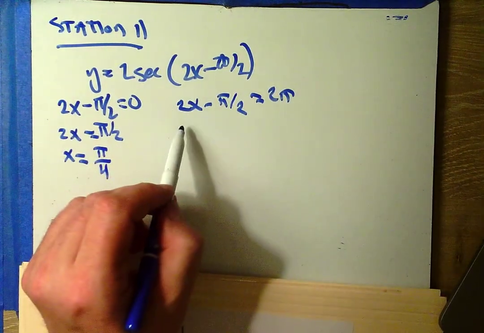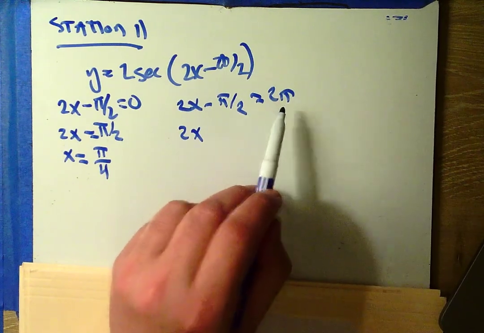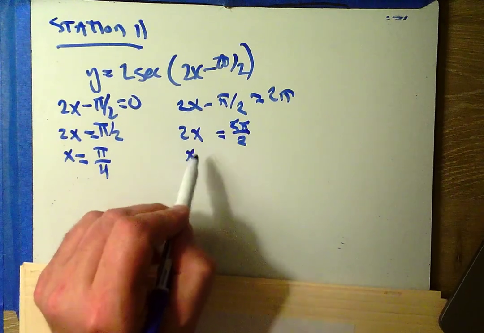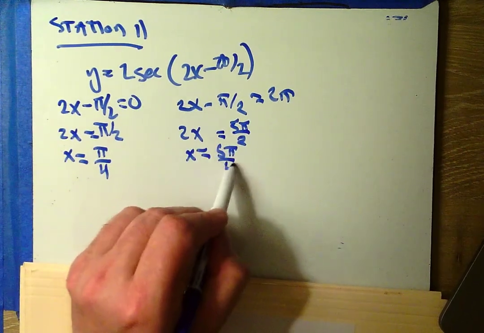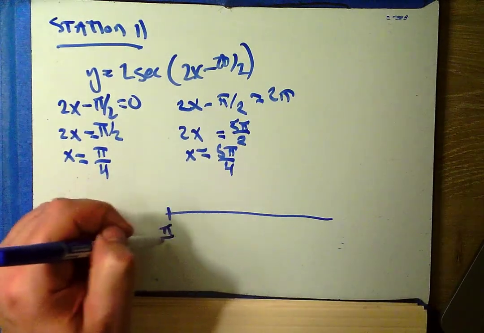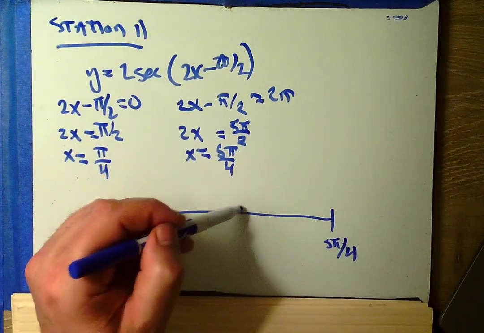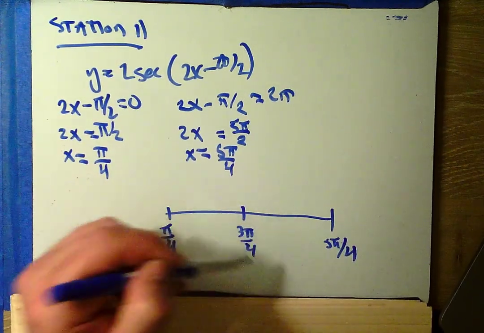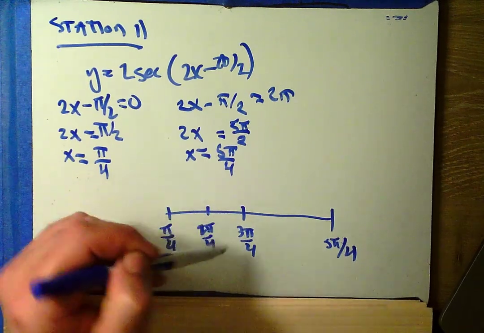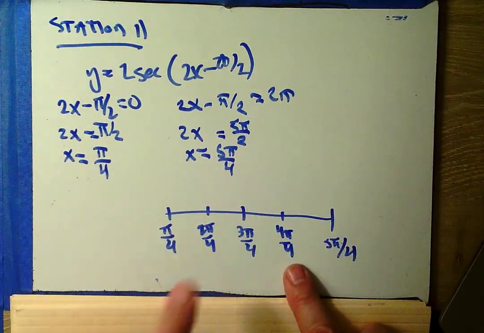And then here, for 2x, I add pi over 2 to 2 pi, which is 4 pi over 2. I get 5 pi over 2. And when I divide by 2, I get 5 pi over 4. So our graph starts at pi over 4 and ends at 5 pi over 4. Halfway in between, 3 pi over 4. Halfway in between each of these, 2 pi over 4 and 4 pi over 4. Of course, you can reduce these. I'm not going to bother.